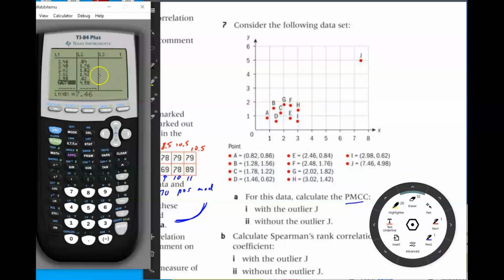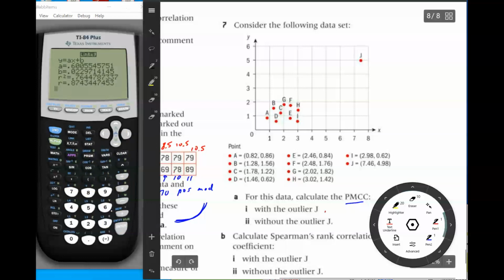So I just put in all the data, including the last point J, 7.6, 4.98, and then we're going to do stat MAIlinreg to see what the R value is. And our R value is 0.874. So it's 874 with J.